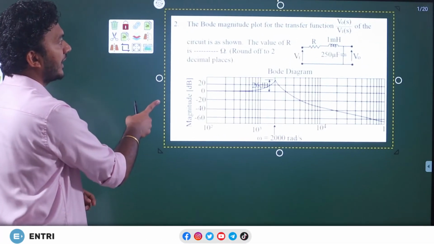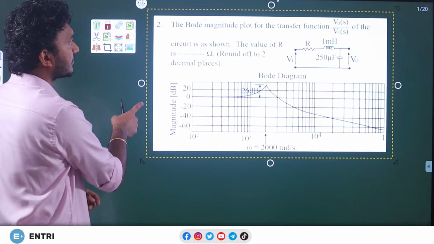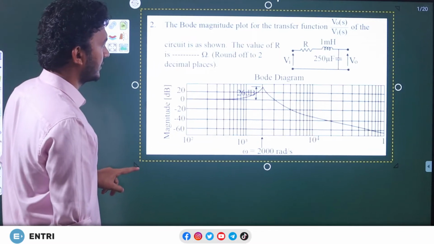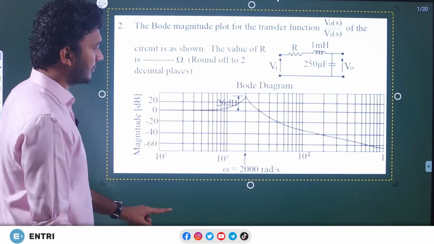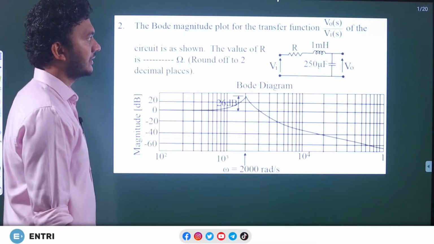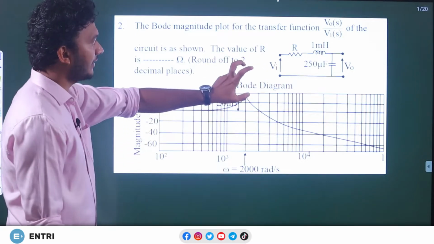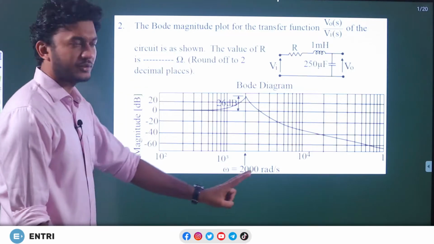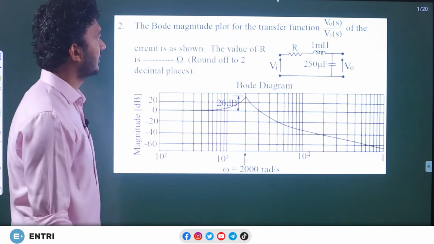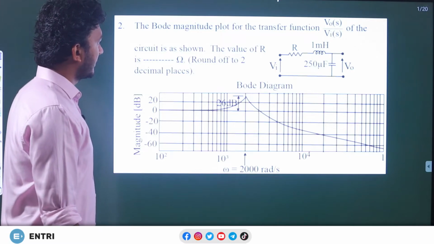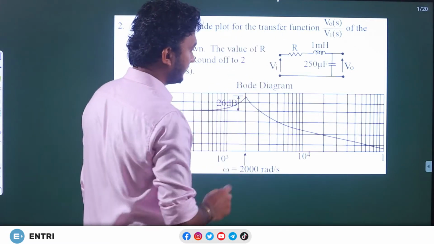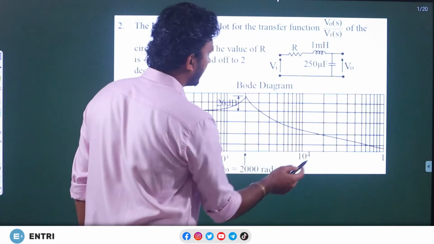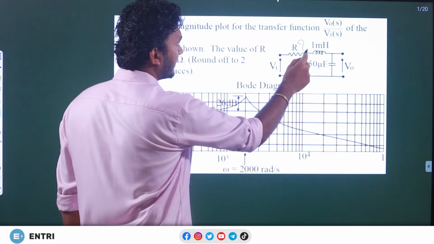It's a 2 mark GATE question. The Bode magnitude plot, I think you can see it. The Bode magnitude plot for the transfer function V of s by Vi of s of the circuit is as shown. This is 2021 GATE. They are asking what is the value of R. So they are asking this value.